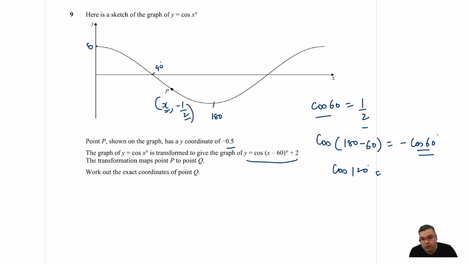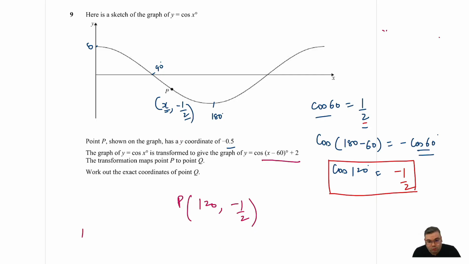Now what is the value of cos 60? 1 by 2. So negative of 1 by 2. So this is the value of cos 120 degree. So here we get to know that the value of x is 120 degree. So half of the question is done. So we will write down the coordinates of P as (120 degree, minus 1 by 2). Okay, so we need to do the transformation.